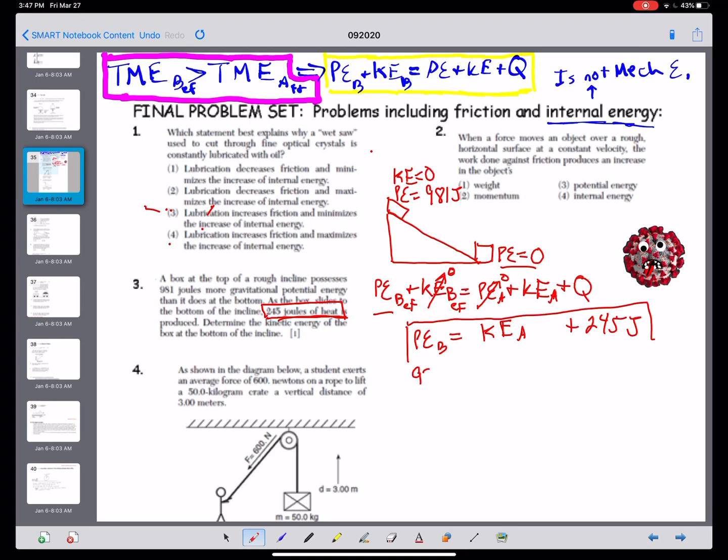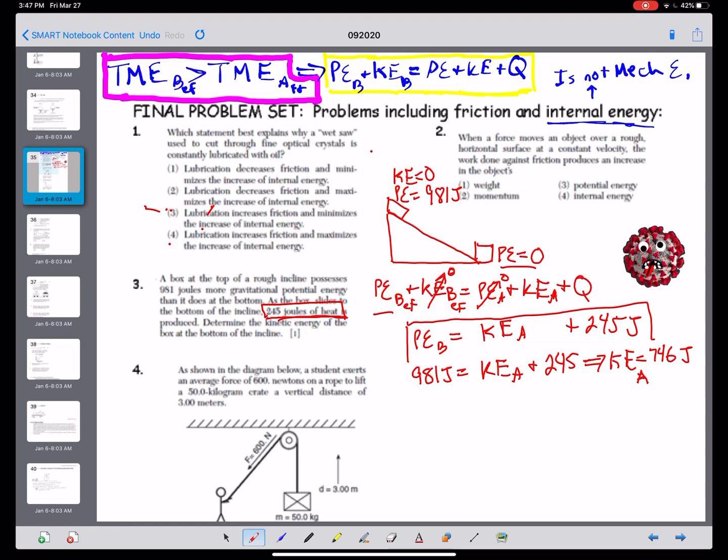The PE before was 981 joules. We're solving for the KE after. And we have that 245. So all we got to do is subtract 245 from both sides. So 981 minus 245, and you got 736 joules. There you go. So KE after equals 736 J. Easy enough.